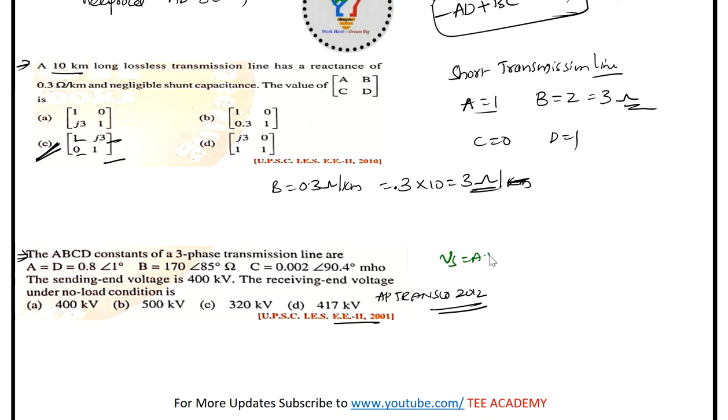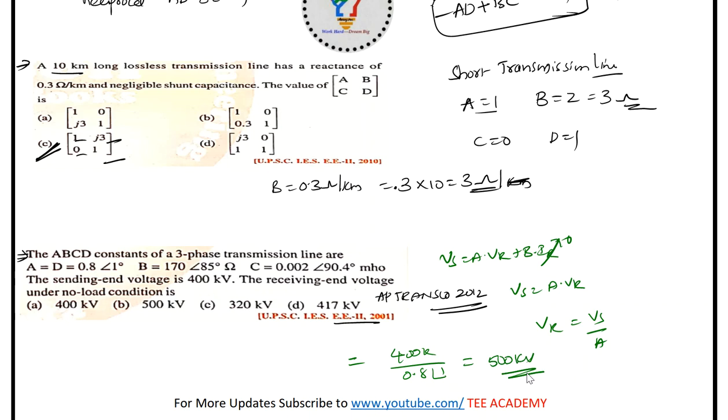So take the basic formula: Vs is equal to A into Vr plus B into Ir. When the receiving end is open, Ir will be 0, so Vs is equal to A into Vr. Now they ask you to find the receiving end voltage, so Vr is equal to Vs by A. Vs is 400 kilovolts divided by the A value, 0.8 at an angle of 1 degree. So it is going to be simply 500 kilovolts, the answer here.